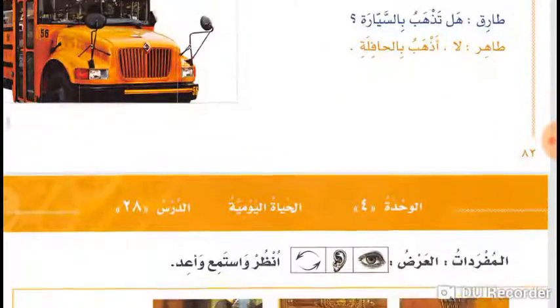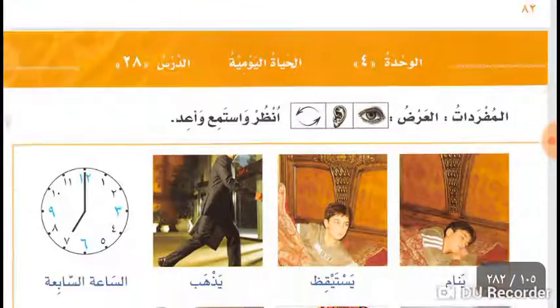هل تذهب بالسيارة؟ Do you go by car? لا، أذهب بالحافلة. What does it mean, حافلة؟ Bus. Okay. I go by bus. Correct. On the next page, we have al-mufradat vocabulary.